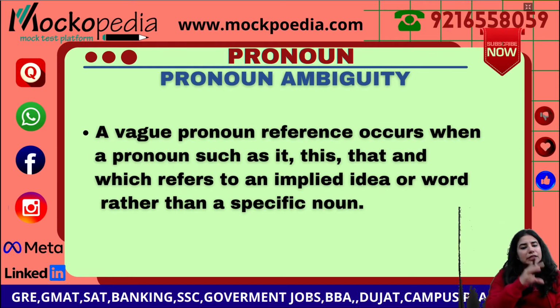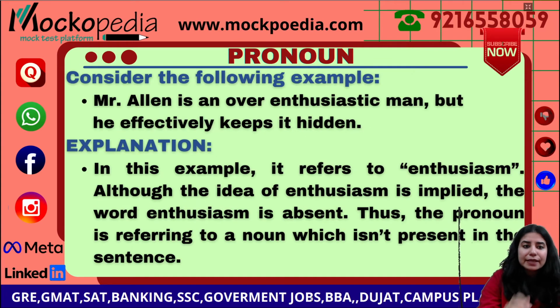So, this is one place. A vague pronoun reference occurs when a pronoun such as it, this, that, and which refers to an implied. Implied means a hidden thing, which is not directly stated, right? So, it's implying a hidden idea. That's not the case. The noun has to be physically present if you're wanting to use the pronoun. Let's learn and explore this by an example.